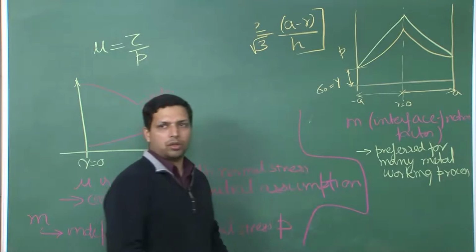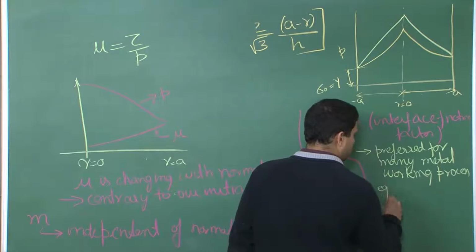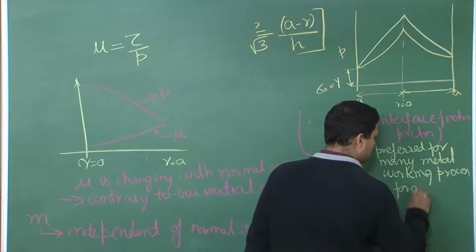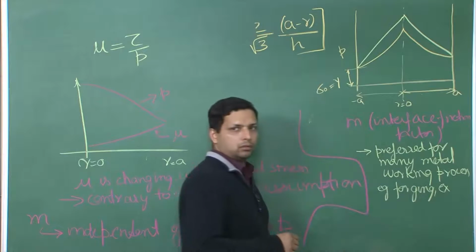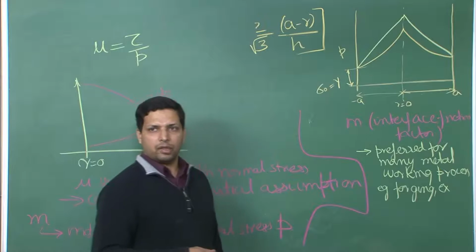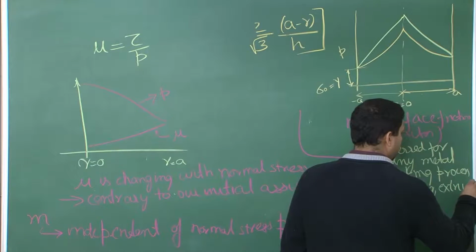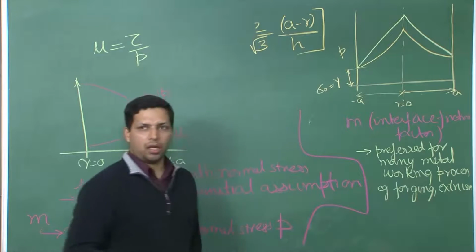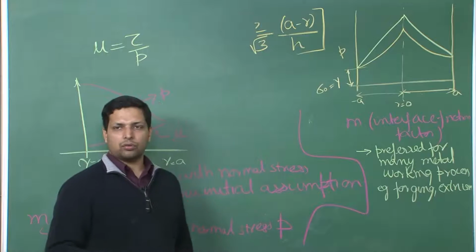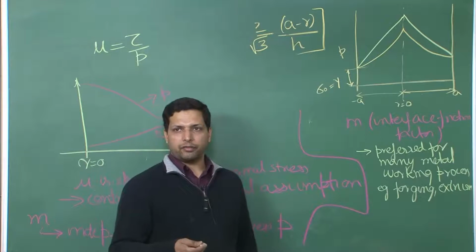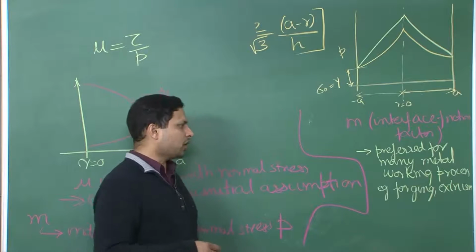Particularly, we are talking about processes which involve high temperature, for example forging, extrusion, which either involve high temperature or which involve very large deformation. So, in those cases m is a parameter that is easier to obtain and easier to define, and therefore m is what is used to understand the friction in those conditions.